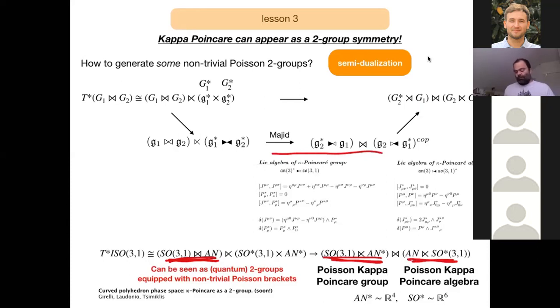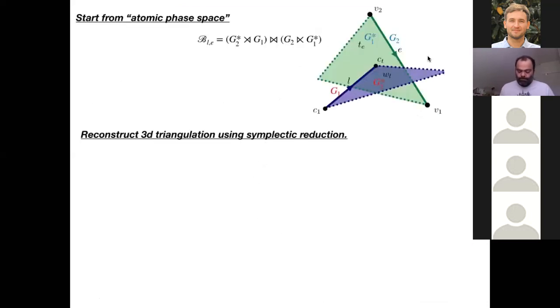And so now what I want to do is interpret this guy as a two group and this guy as another two group, and I'm going to use them to discretize, to construct a phase space. So we're going to take this phase space and we're going to glue it to construct a big phase space for a big triangulation. So that's my phase space.